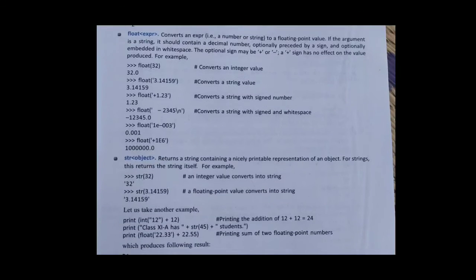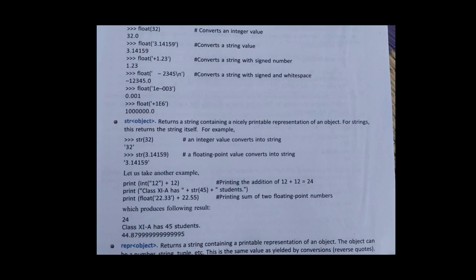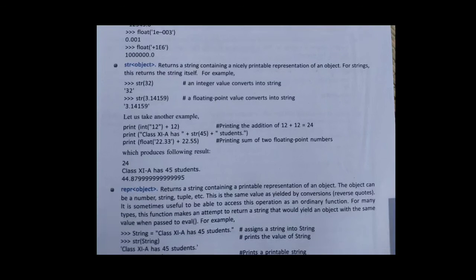Then the next one is str, which returns a string containing a nicely printable representation of an object, means in simple words it converts the given object into a string. So when you write str 32, now 32 is an integer value, and when you use this, it will print as 32 in single quotes, because it is a string value. Then one more example, str 3.14159, it will convert into a string. So like that.